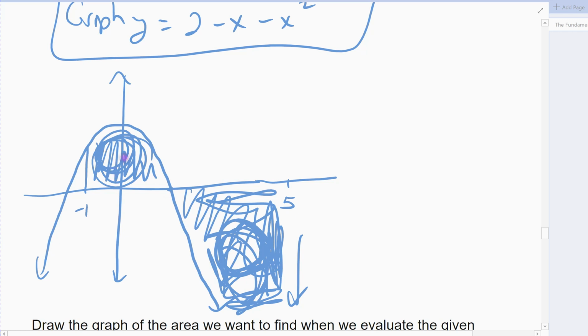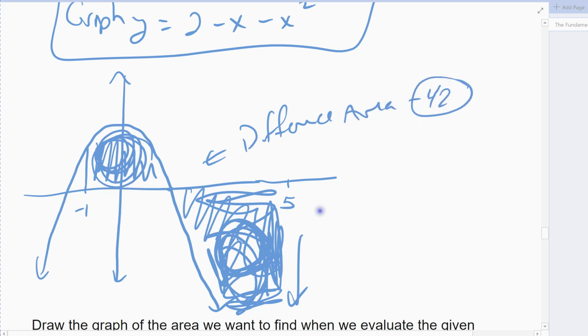And when you take the positive area and subtract the negative area, this difference in area comes out to negative 42. That means there's 42 more units of area below. That's what that means, right? If I take the positive area minus the negative area and I get 42 units of negative area, that means there's 42 more units of negative area than there was positive area. And that's sort of what the integral means.